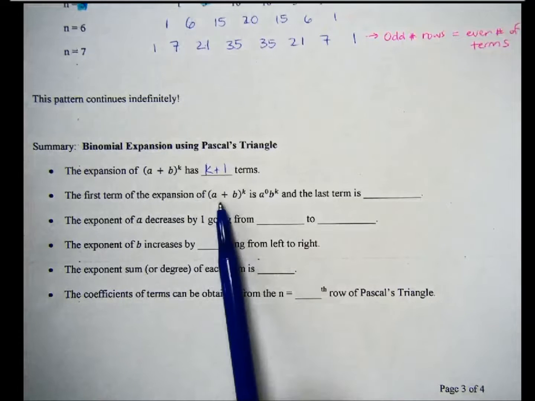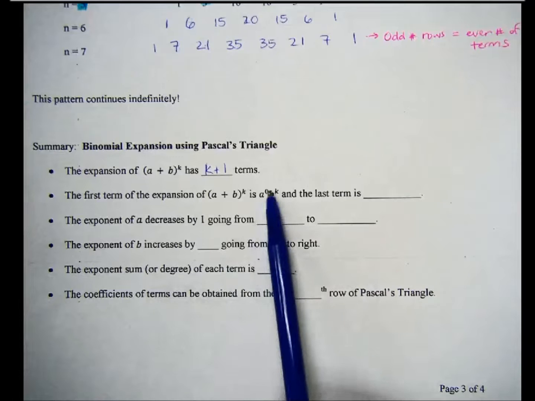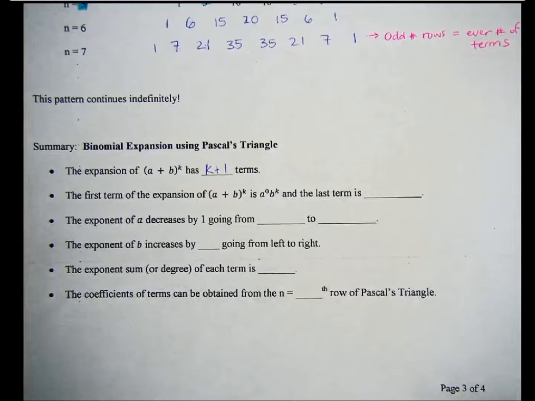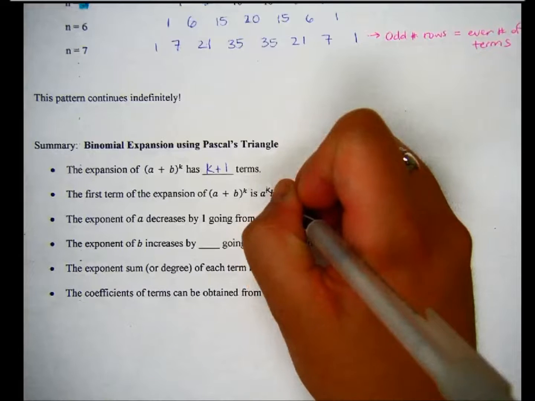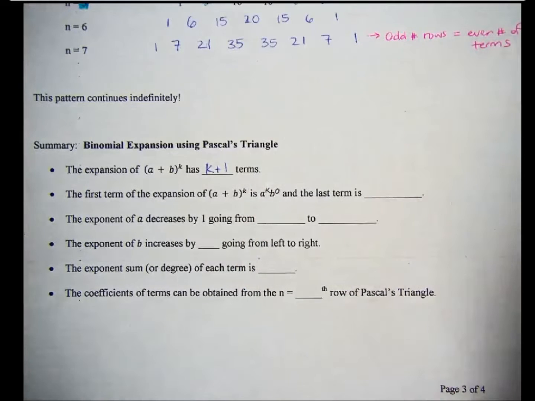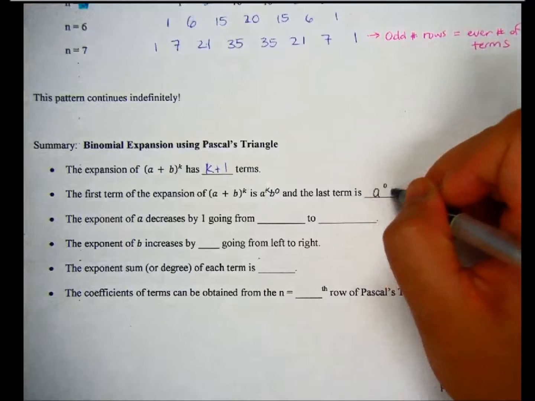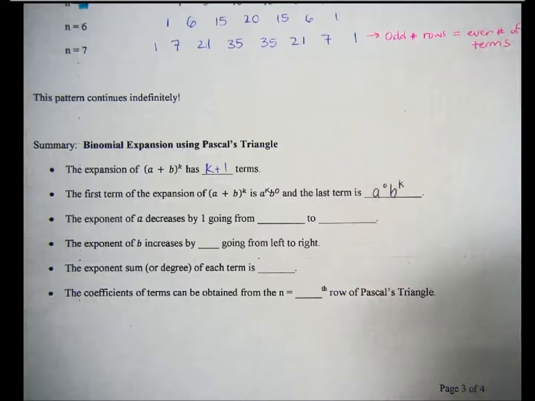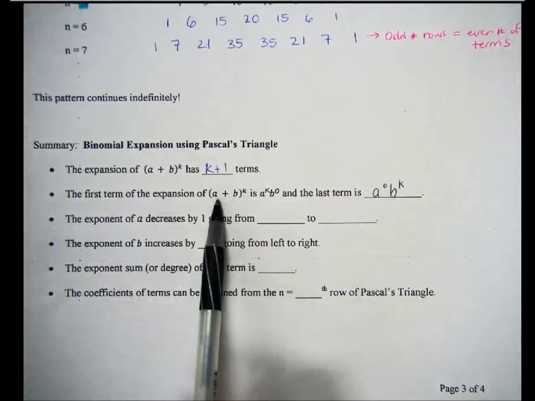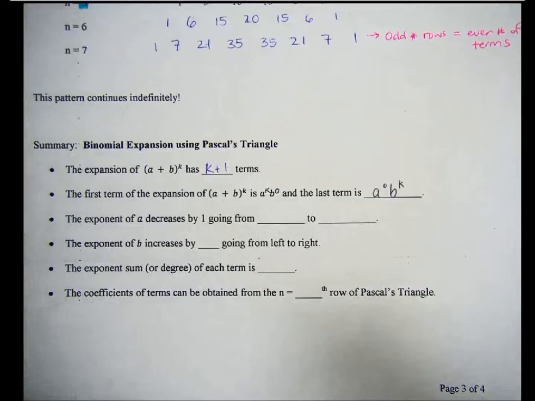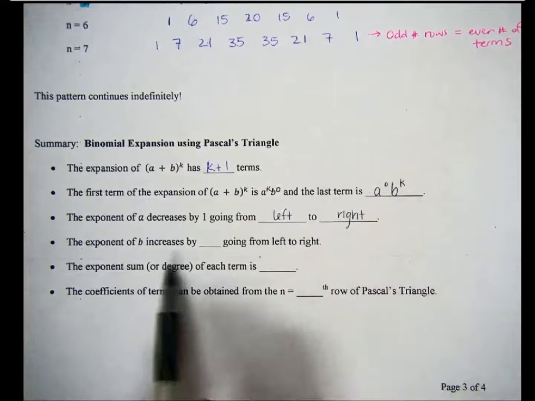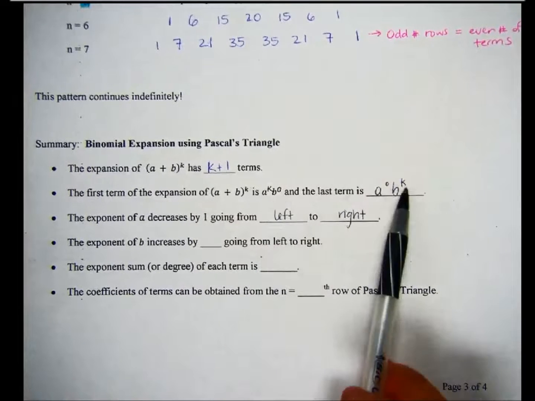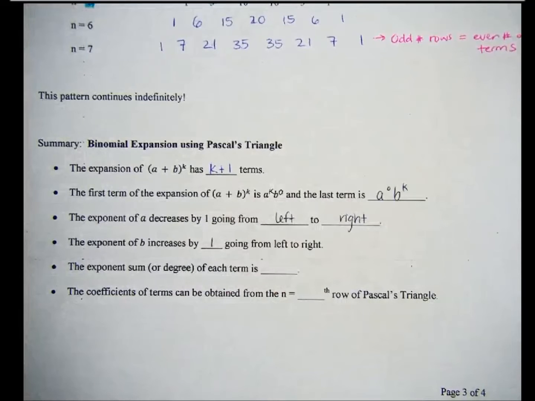The first term of the expansion a plus b to the exponent k is a to the k, b to the 0. I'm just going to switch around the order of those exponents, my apologies, not that it really matters, anyway. And the last term is a to the 0, and b to the exponent k. The exponent of a is going to start at k, and then it's going to decrease by 1 going from left to right. The exponent of b is going to start at 0, and then it's going to increase by 1 up to k, going from left to right.